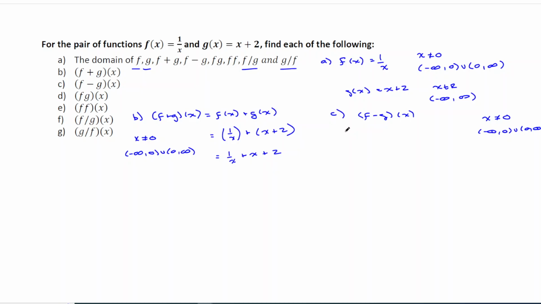Then what we're going to do is we're going to realize that this means that they want you to do the f of x function minus the g of x function.